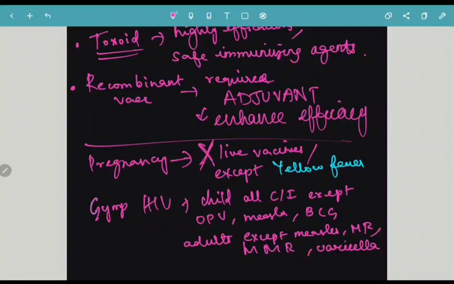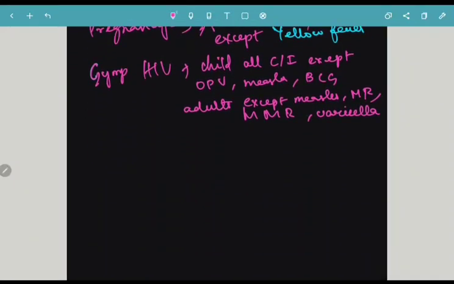Now, in progressive neurologic disease, uncontrolled epilepsy or encephalopathy, definitely pertussis vaccine is going to be contraindicated. In case of encephalopathy or any progressive neurologic disease, we should not give pertussis.